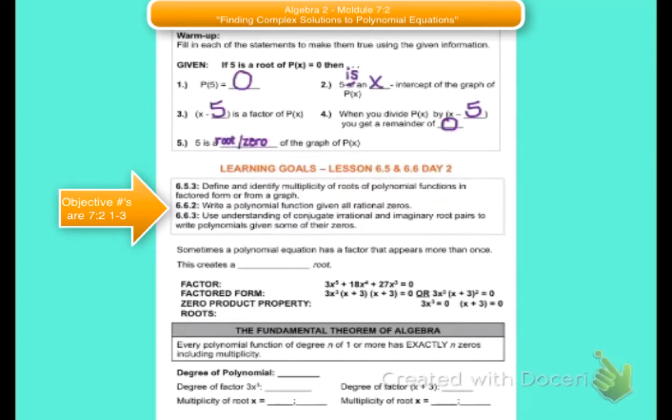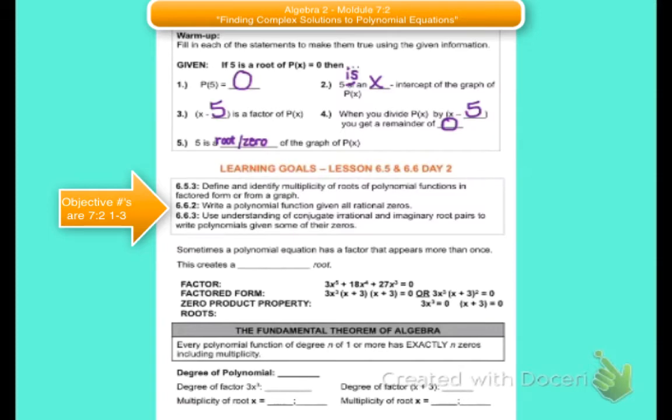Okay, so if 5 is a root of p of x is equal to 0, then what that means is, number 1, that p of 5 is equal to 0. In other words, if we were to substitute in 5 into whatever this polynomial function is, we would get an output of 0. Number 2, that means that 5 is an x-intercept of the graph of p of x. It's the place on the x-axis where this polynomial's graph will cross.